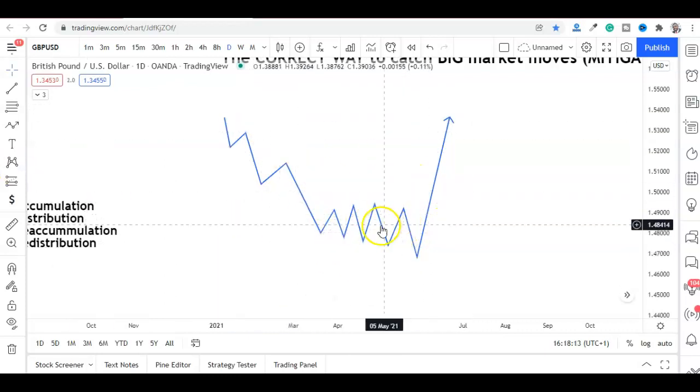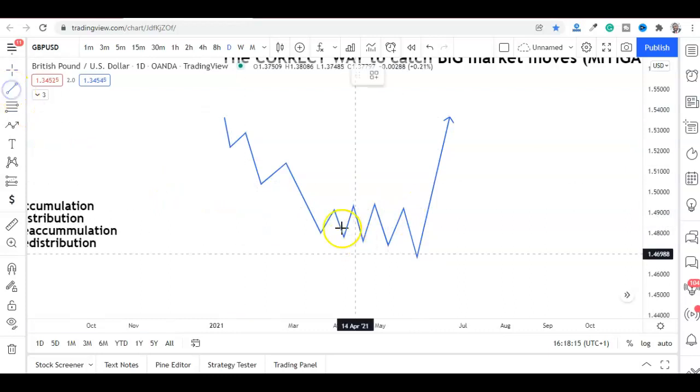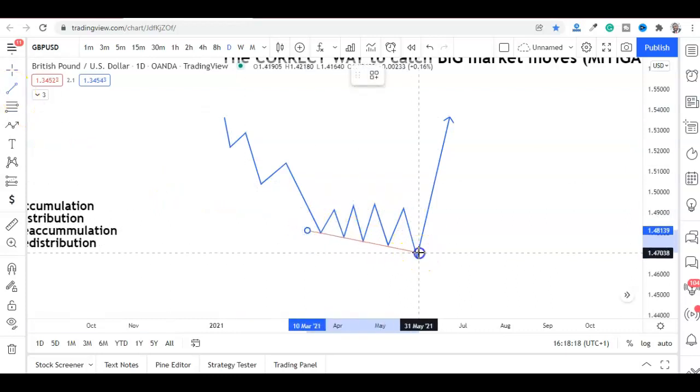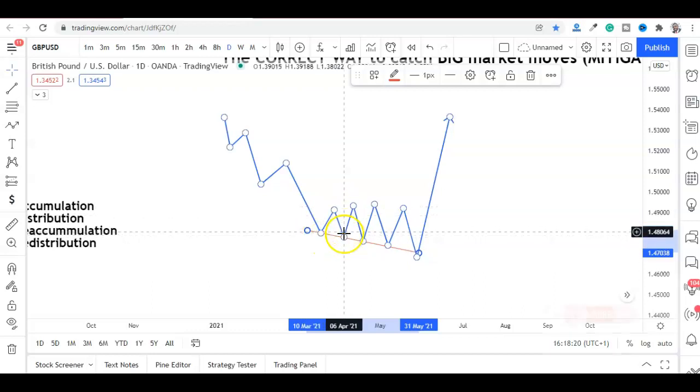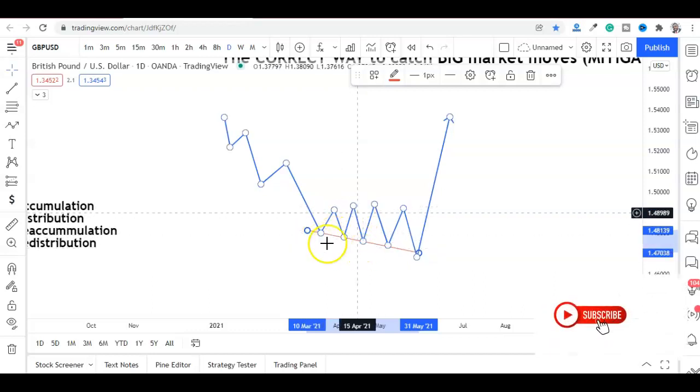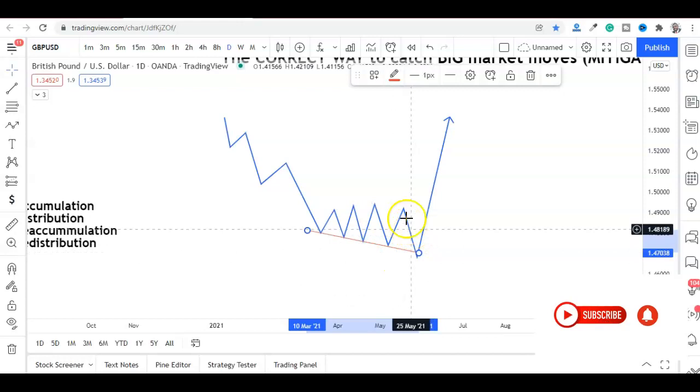Okay, and what is the purpose of this accumulation? It's simply to manipulate these lows. Okay, if you enter here, you'll be stopped out. You enter here, you'll be stopped out. All these lows should be manipulated.